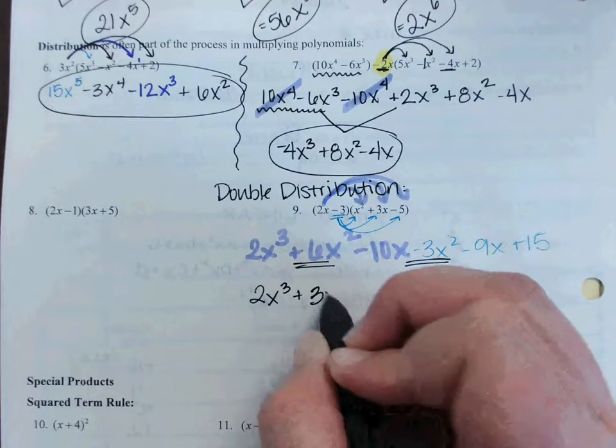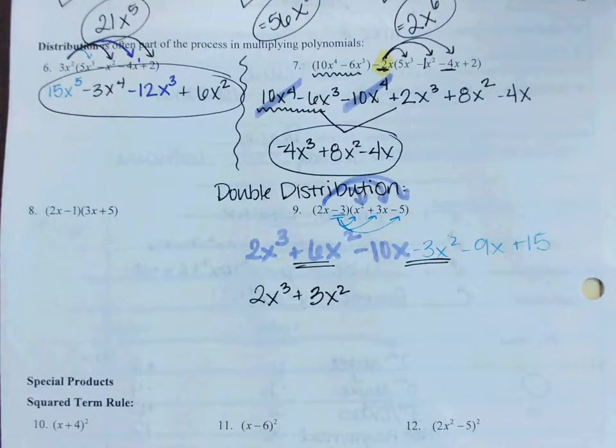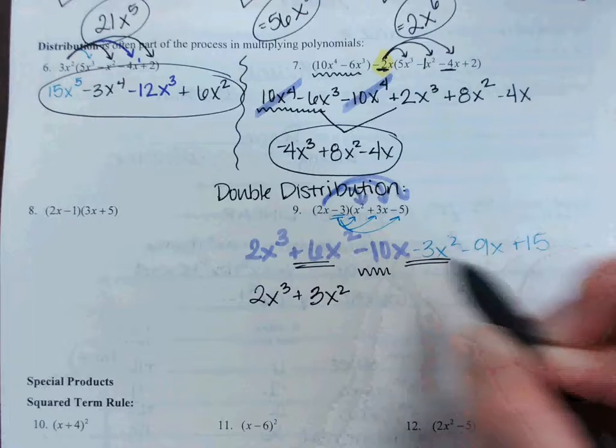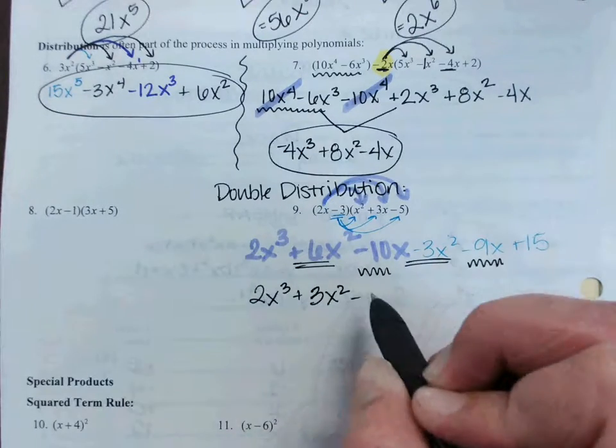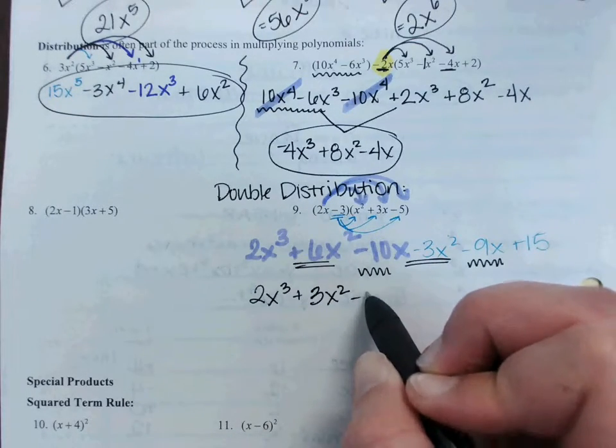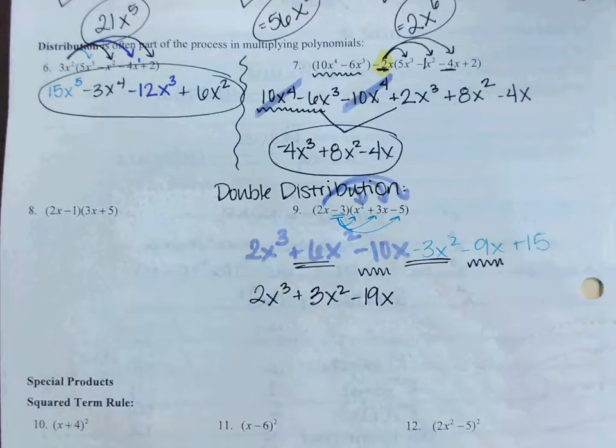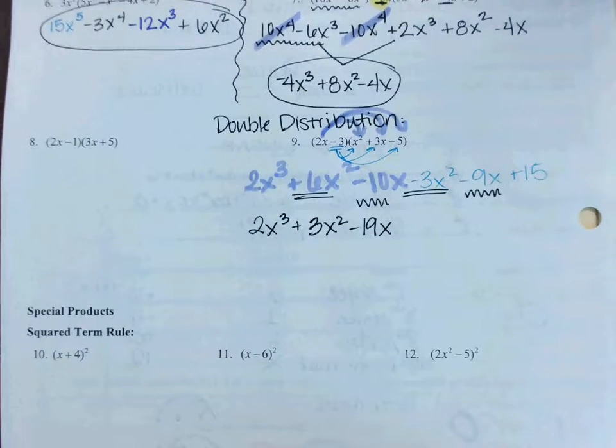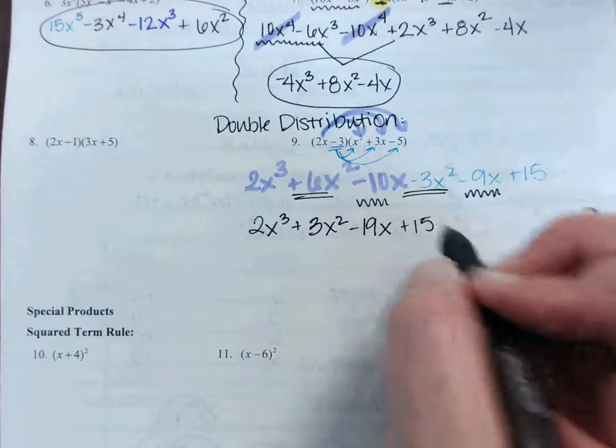Yeah, because it was a minus. And then I have a negative 10x minus 9 more x's. No, just x. Why is it negative 19? Because I have negative 10 minus 9 more. Okay, then last term plus 15. Okay?